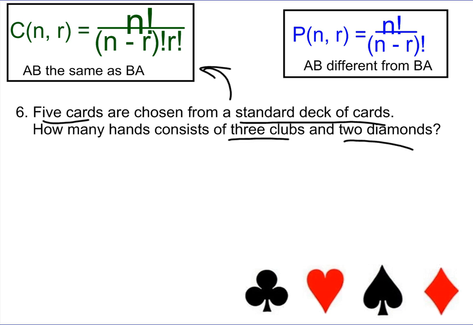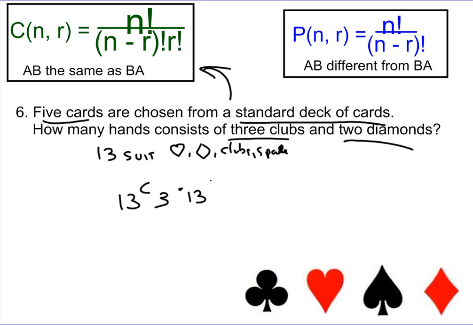3 clubs, 2 diamonds. Well, in a deck of cards, you get 13 of each suit, okay? So 13 hearts, diamonds, clubs, and spades. I can't draw a club or a spade, so I'm just going to write it. So 3 clubs and 2 diamonds. So you've got to pick out of 13, choose 3 clubs. And 2 diamonds means out of 13, you've got to choose 2 diamonds. And like always, and means multiply. All right, so what's this going to be?